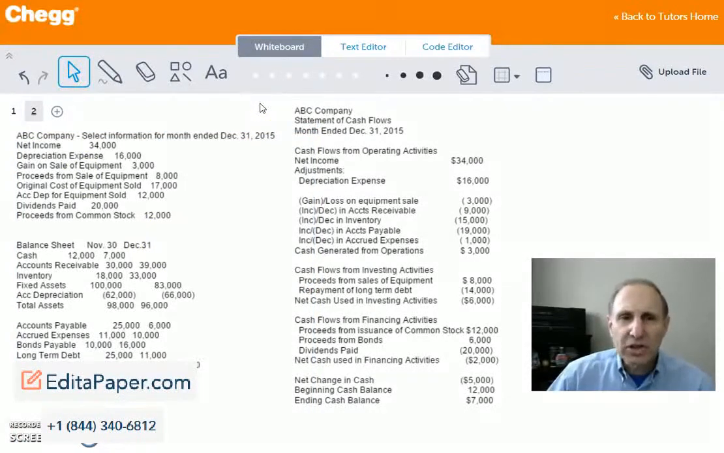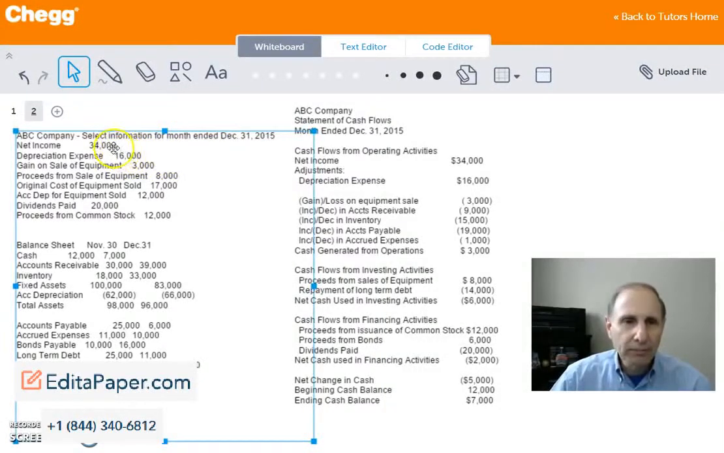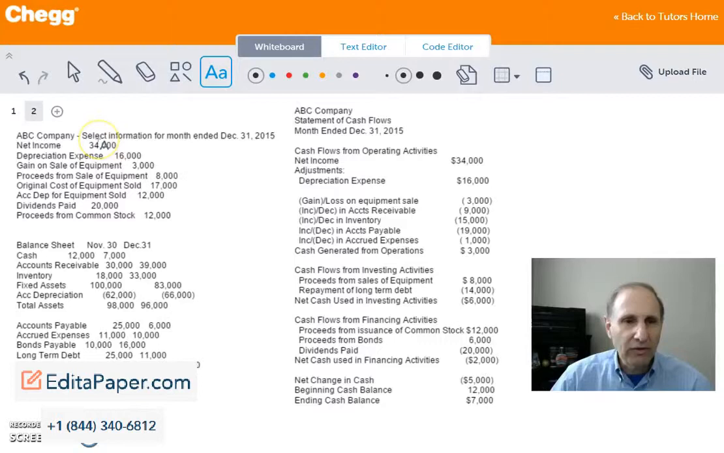So for ABC Company, we have select information for a month ended December 31st, 2015. We're told that net income is $34,000. Depreciation expense for the period was $16,000. ABC Company sold some equipment and had a gain on the sale of $3,000. The actual gross proceeds from the sale of equipment were $8,000. The original cost of the equipment sold was $17,000. The accumulated depreciation on that equipment was $12,000.